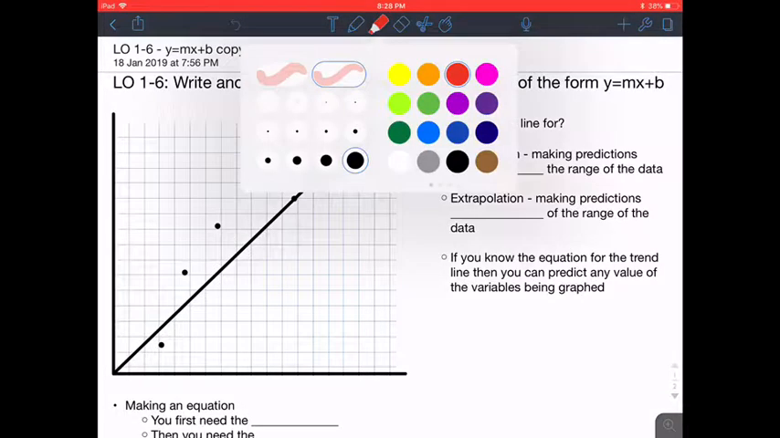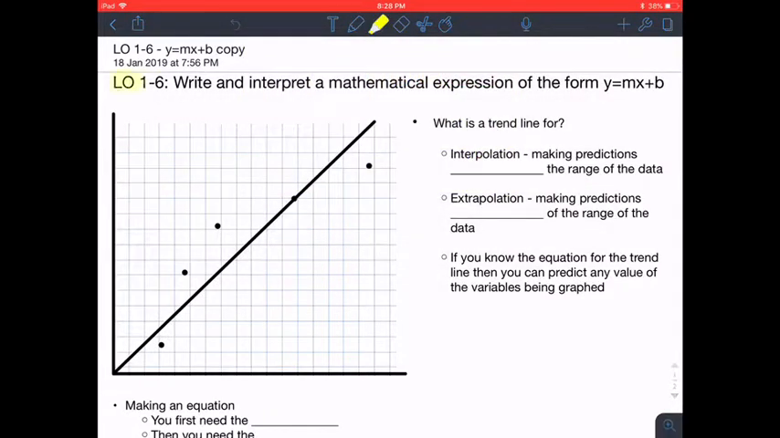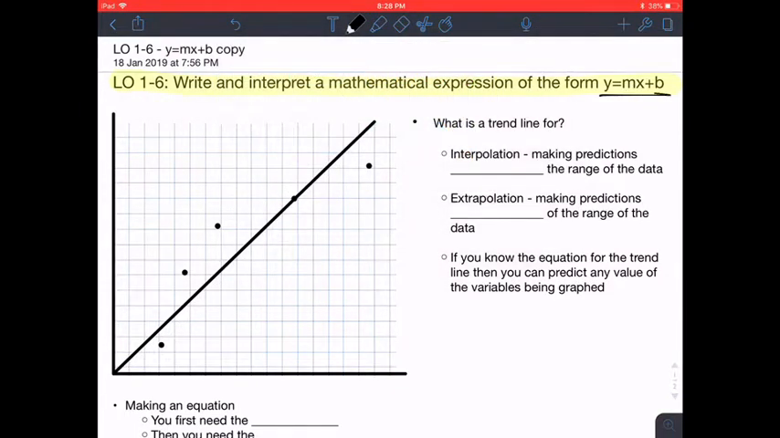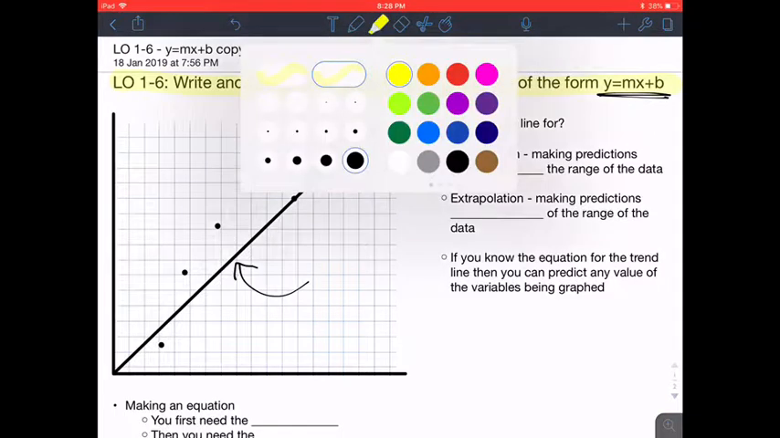So in this learning objective 1-6, all about this equation right here, which is the equation that we use for trend lines, which is what we've been talking about a lot in these videos lately. So what is a trend line for, though? What is the purpose of all of this? Well, a trend line is really for two things.